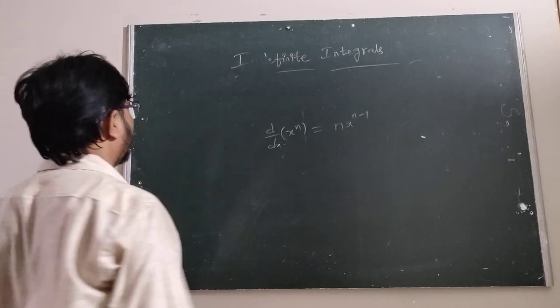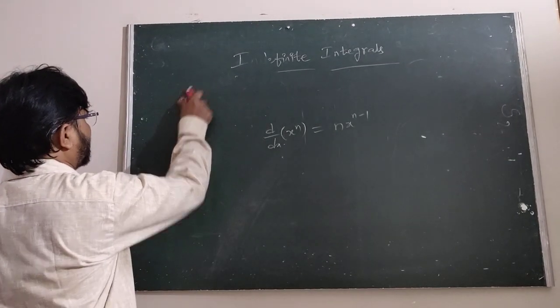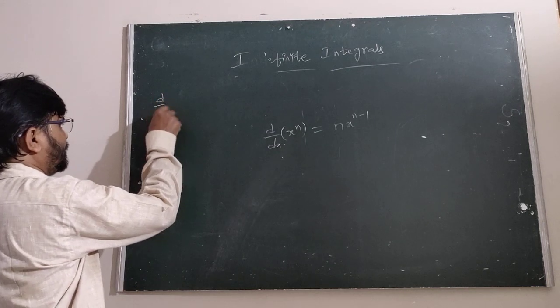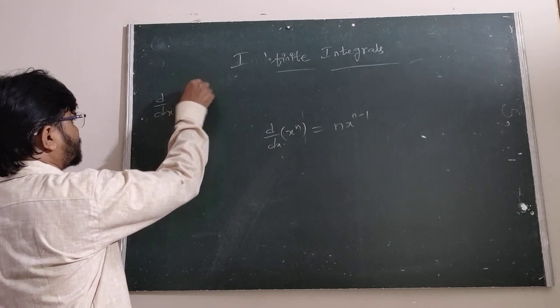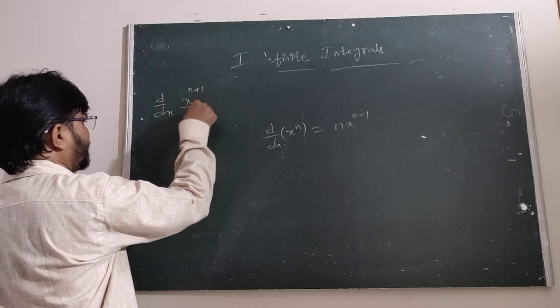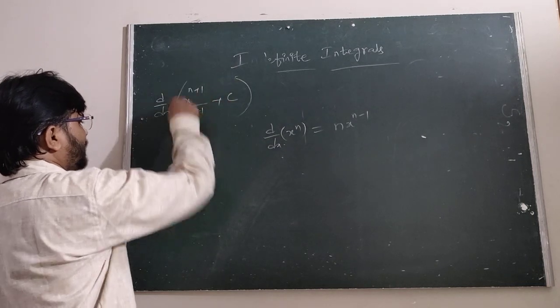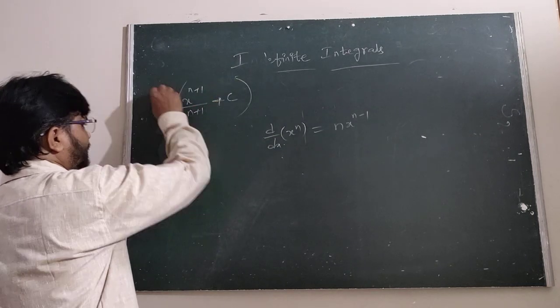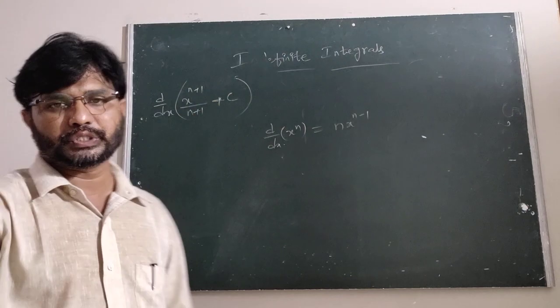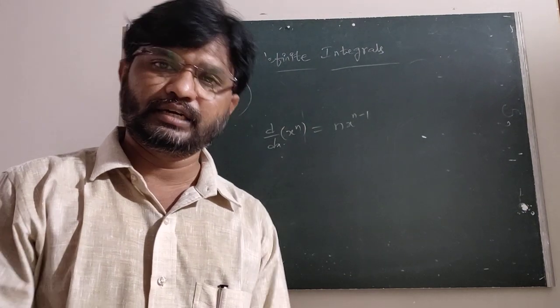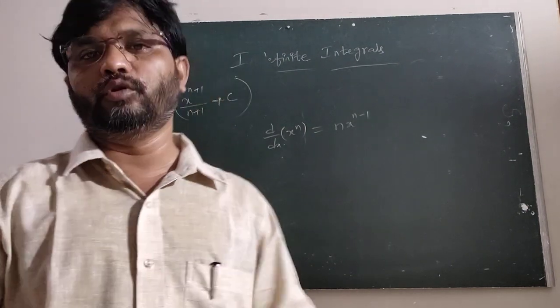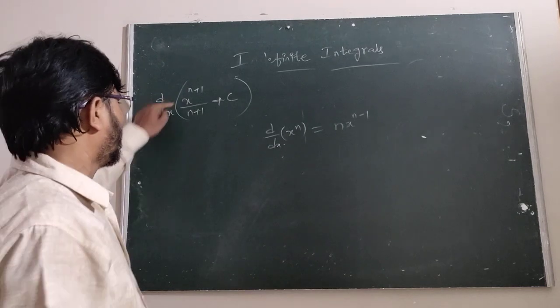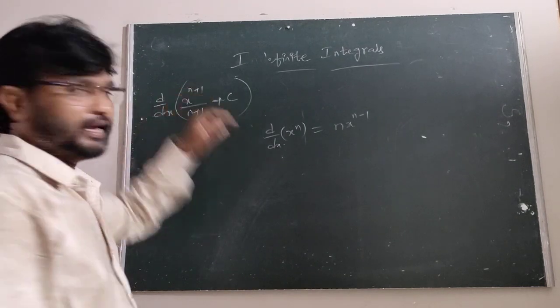Like this we can write here the derivative of d by dx of x power n plus 1 by n plus 1 plus c. Why are we taking the constant, sir? The derivative of the constant is always 0. Therefore, we are taking the derivative of x power n plus 1 by n plus 1.